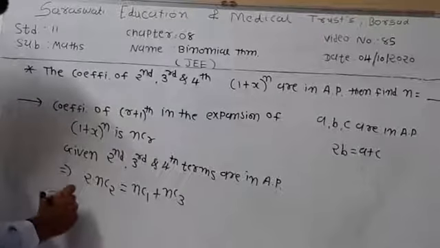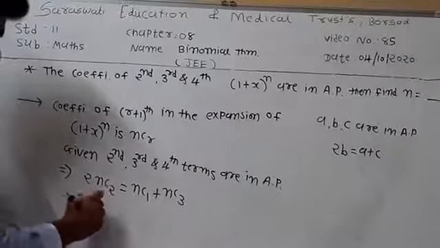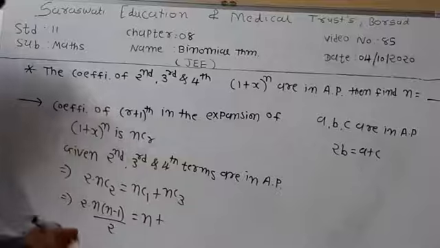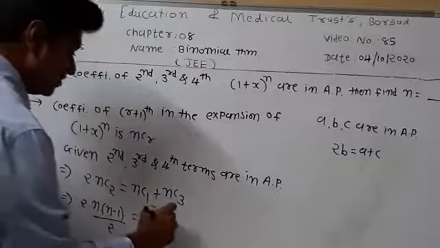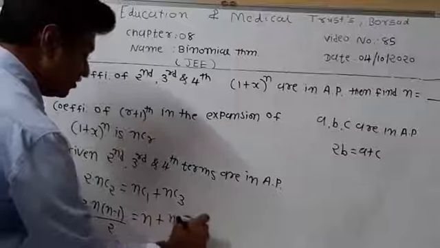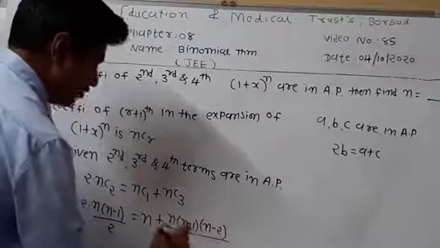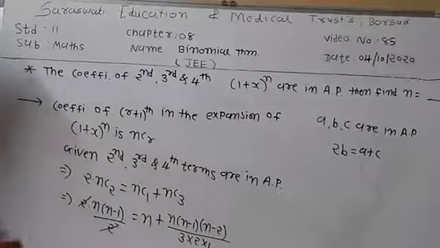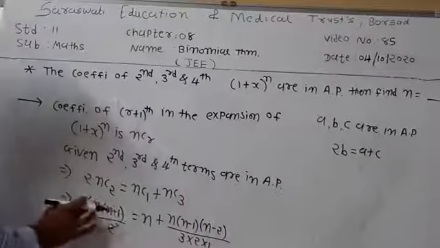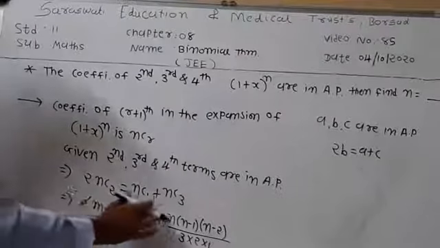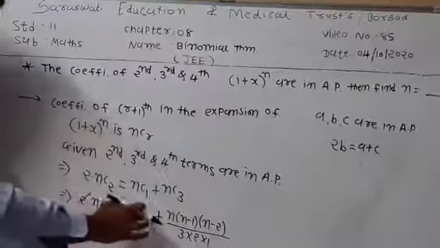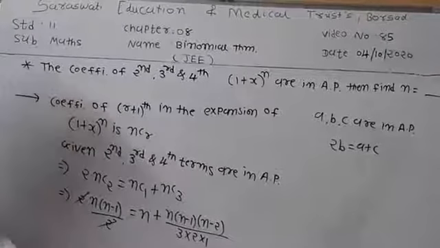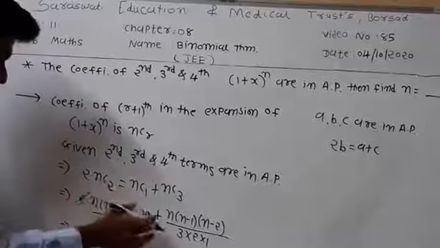Now simplify this term. So 2 into nC2 means (n minus 1)/2, nC1 means n, plus nC3 means n(n minus 1)(n minus 2) upon 3 into 2 into 1. Now here the 2 cancels out, and 3 times 2 is 6, multiplying both sides, and n is present on the left side as well as the right side, that means in all 3 terms.